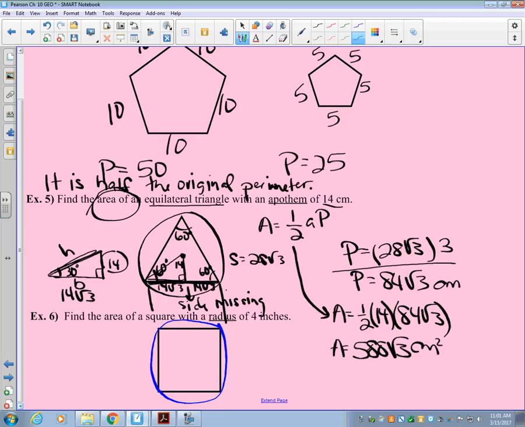Little square here. You can see my lovely circle I circumscribed about my square. It says, find the area of the square. We're going to try to use 1/2 apothem times perimeter to do it, with a radius of 4 inches. That is this guy right here.